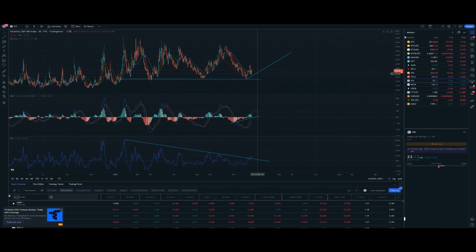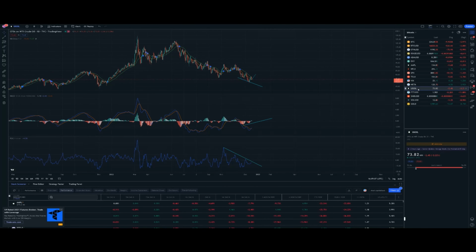If VIX goes up, market goes down. VIX goes down, market goes up. Energy goes up, market goes down. Energy is integrated into every aspect of our economy.